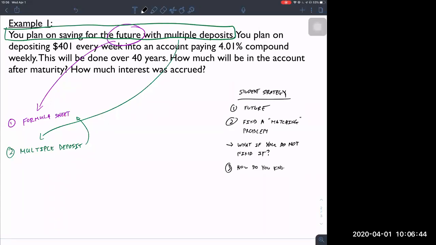It would be the first one because you're trying to find the future, so you don't know what the future holds yet. And it would also be the first one because it tells you how much you're depositing rather than you finding out how much you're depositing.